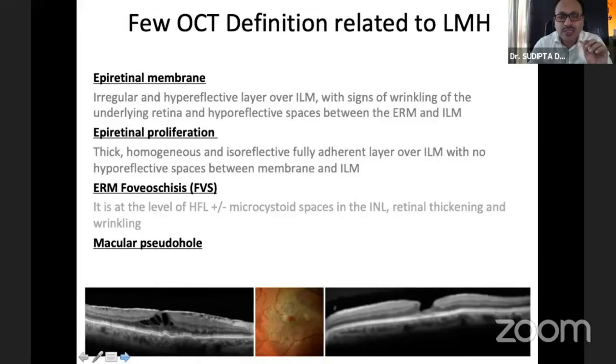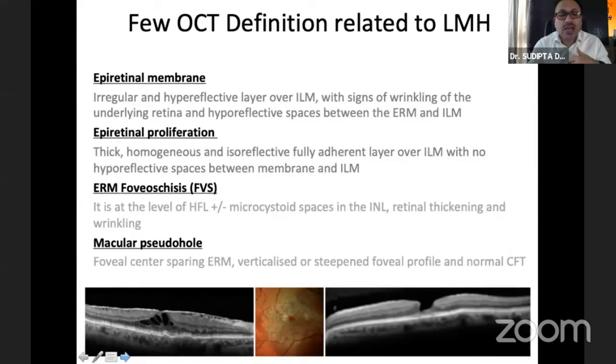ERM foveoschisis is at the level of Henle's layer, with or without microcystoid spaces in the internal nuclear layer, and retinal thickening as well as wrinkling. Macular pseudohole is usually a foveal center sparing ERM, verticalized or stiffened. The first picture on the left is an epiretinal membrane where we can see a gap in between, and it's a hyperreflective layer. The right side is an epiretinal proliferation, which is almost isoreflective, with no gap between the retina and the membrane.